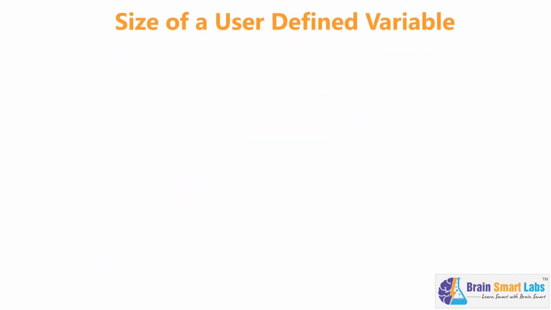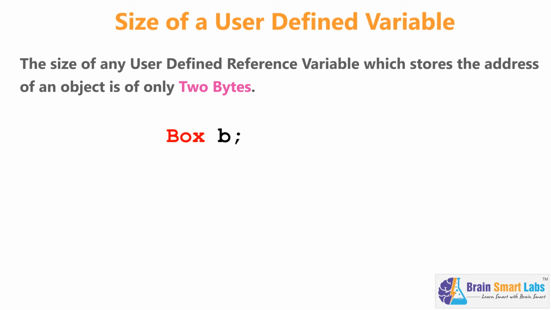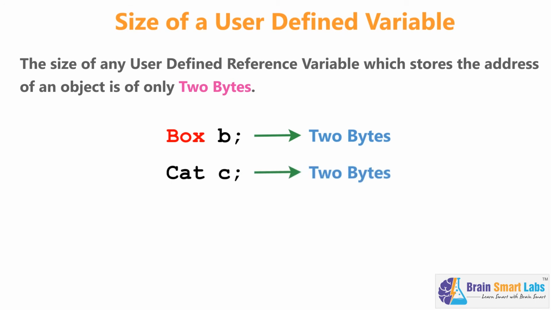Well, if you are asking me the size of a user-defined variable, the size of any user-defined reference variable in Java, which stores the address of an object, is only 2 bytes. What? Only 2 bytes? Yes, only 2 bytes. Variable b of type Box is only 2 bytes. Likewise, variable c of type Cat is also only 2 bytes. Similarly, variable d of type Dog is only 2 bytes.